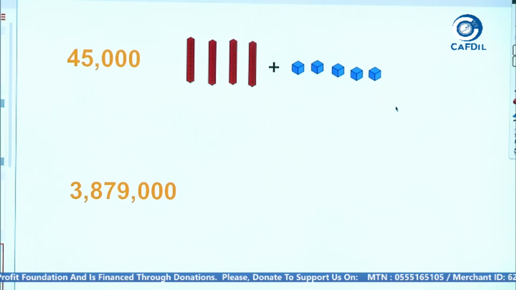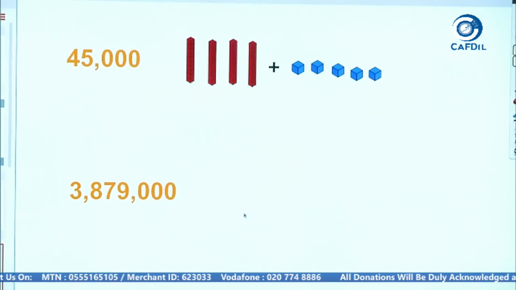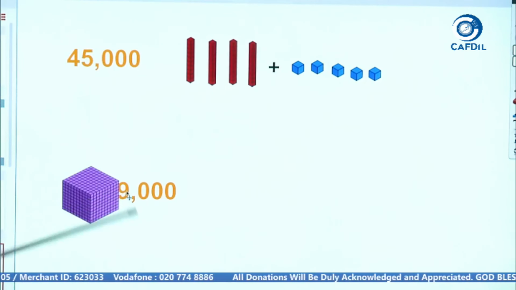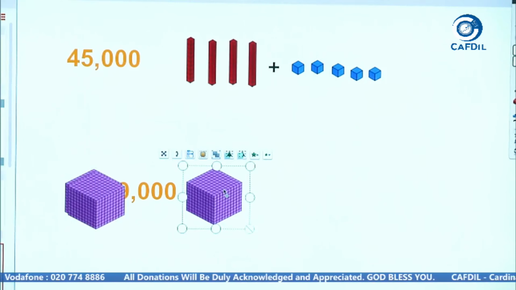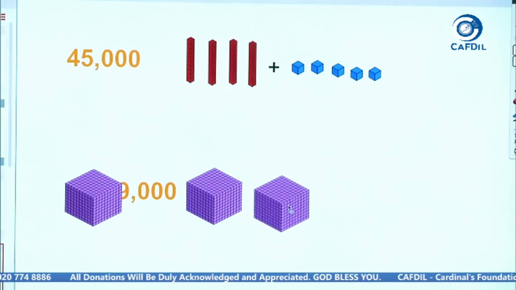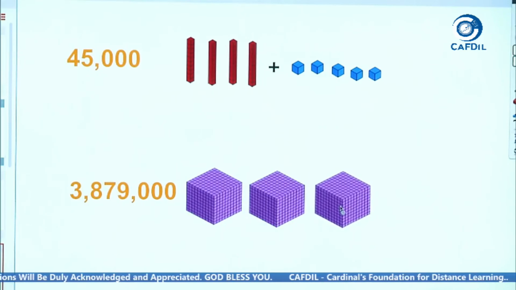All right, your time is up. I want to do it with you. So stop whatever you are doing and let's do it together here. First, we have 3,879,000. Since we are working in millions, we will need our block. How many blocks, learners? Yes, 3 blocks.